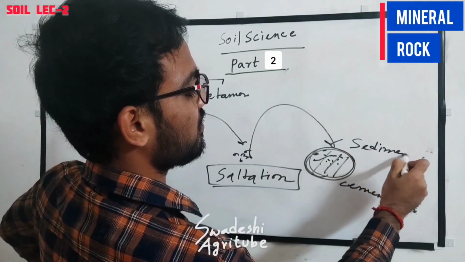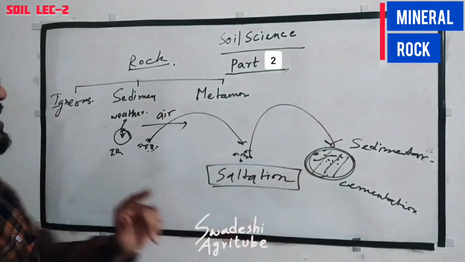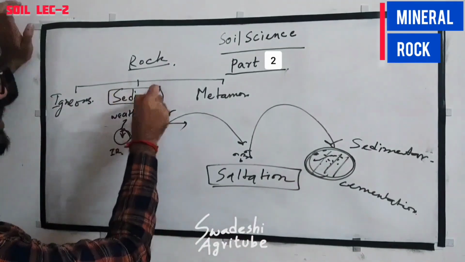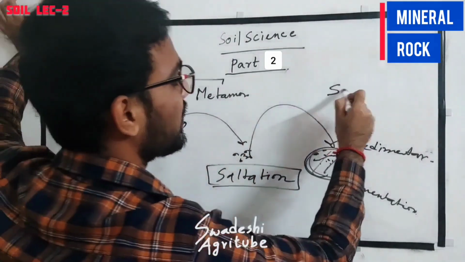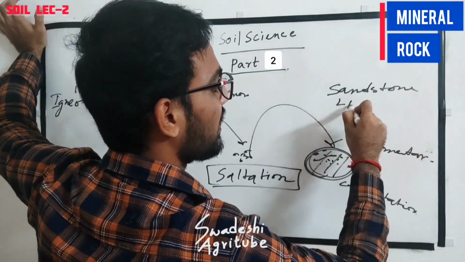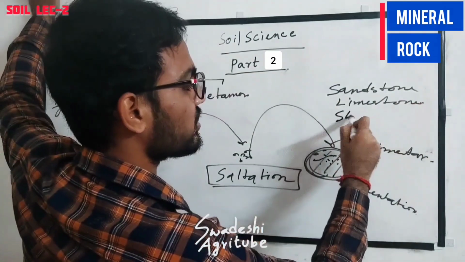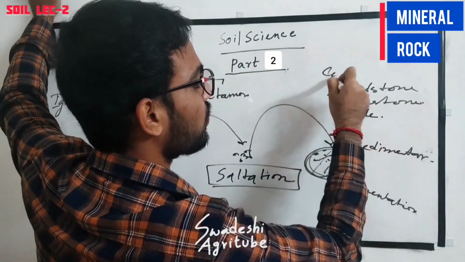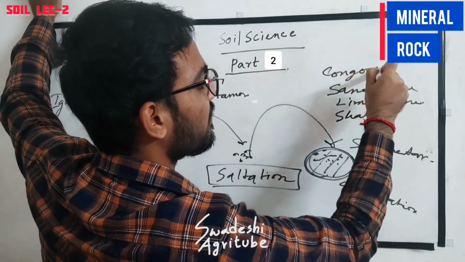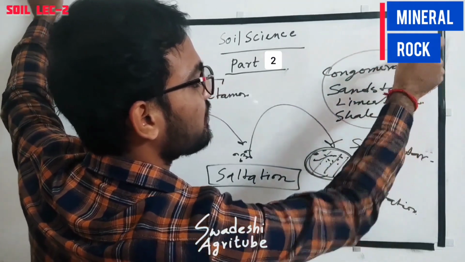Now some important examples of sedimentary rock are sandstone, limestone, and shale, and conglomerate. These are some important examples of the sedimentary rock. Now we'll talk about the metamorphic rock.